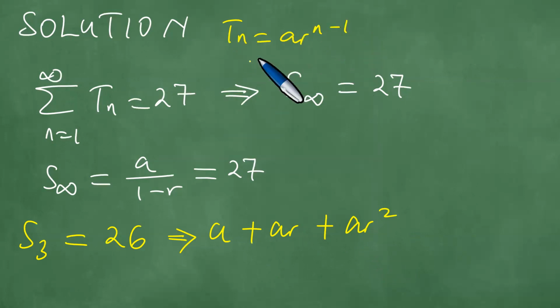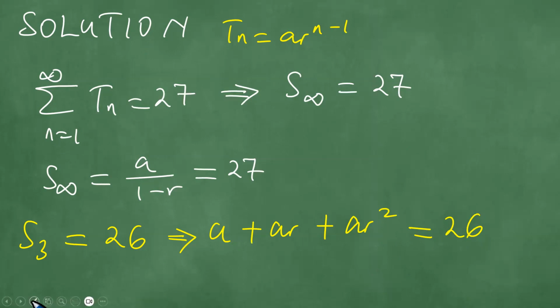To get T1, the first term, you just replace every n by 1. If you replace the n by 1 here, it becomes 1 minus 1, which is 0. R to the 0 is 1, giving us A. T2 would have 2 minus 1, which is 1, so it's AR. T3 is going to be 3 minus 1, which is 2, so AR squared. And therefore, this series here equals 26.